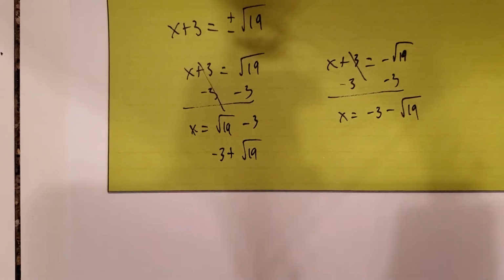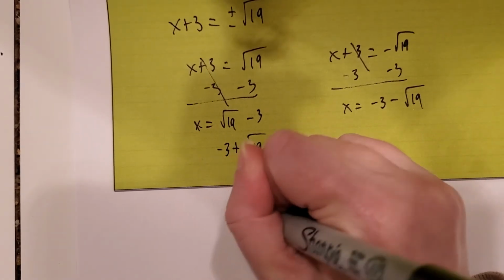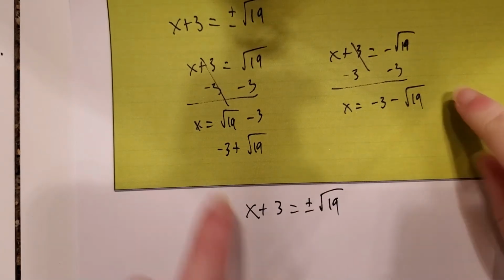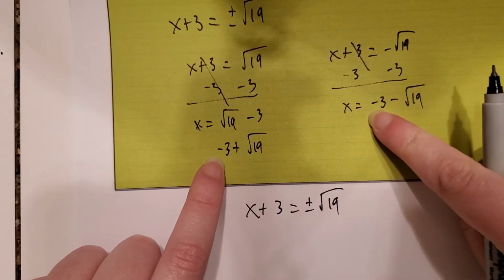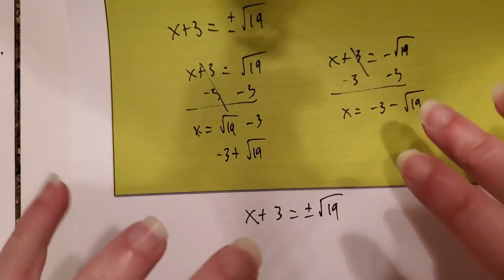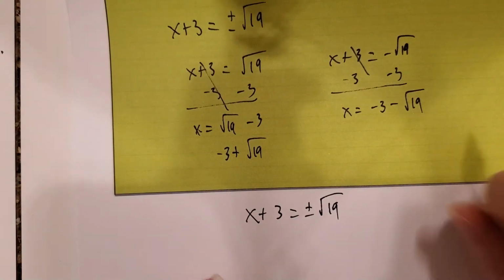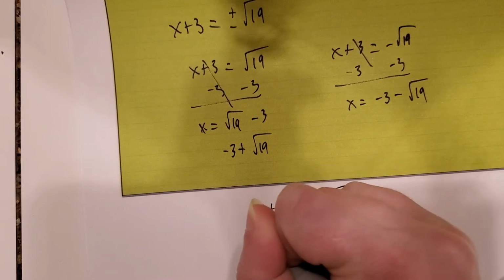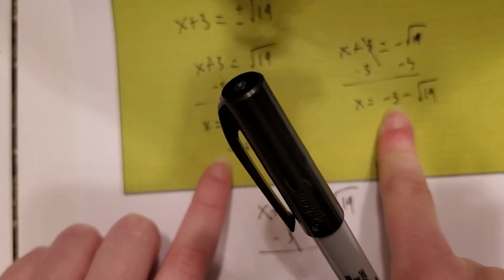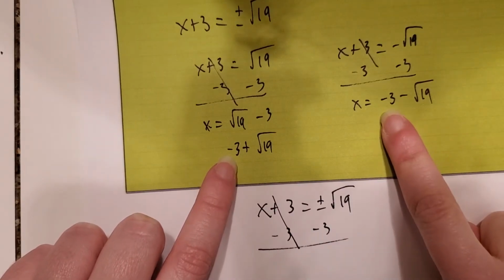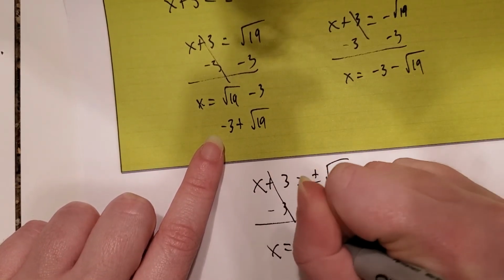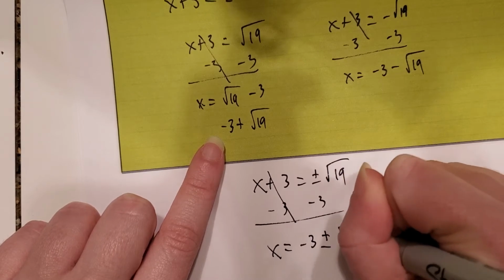Now here's why I said this is the nice thing a minute ago. If I go back to the original plus minus the square root of 19, look at these answers that we got. The numbers are exactly the same: the negative 3 and the square root of 19, one is positive, one is negative. So to make your life a little bit simpler, when you subtract 3 from both sides, you can just do it right away and put it in front, like I have for these two cases. So you can write it as negative 3 plus or minus the square root of 19.